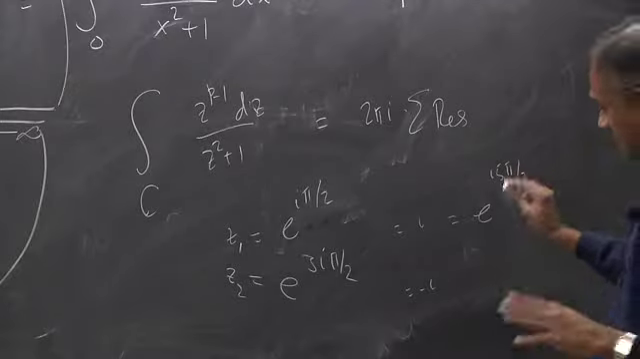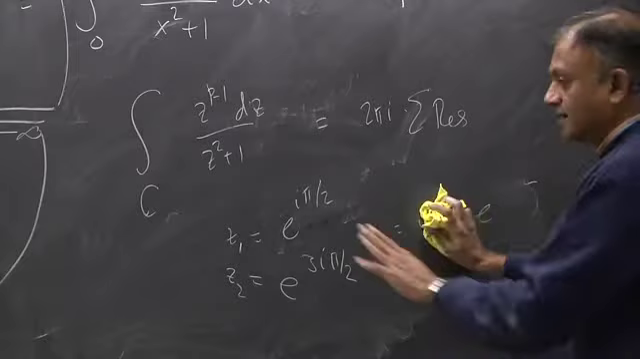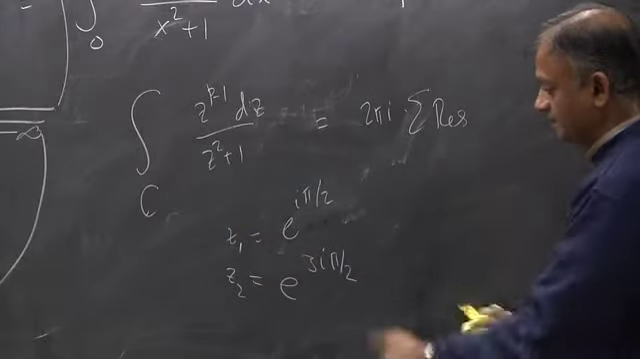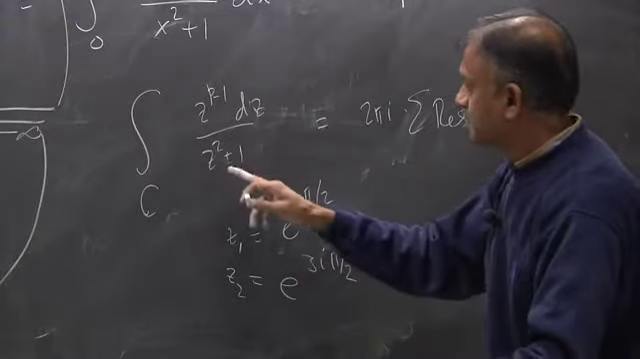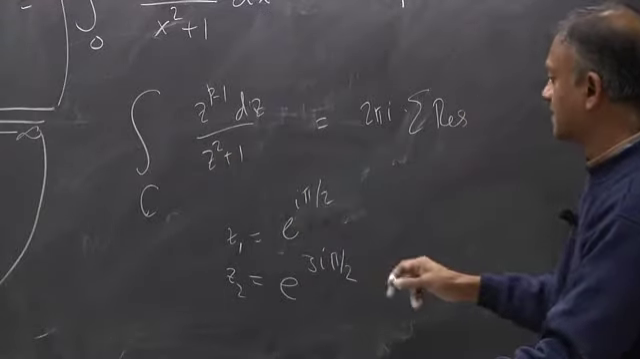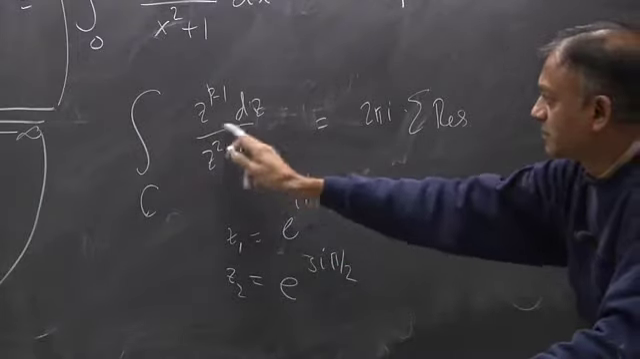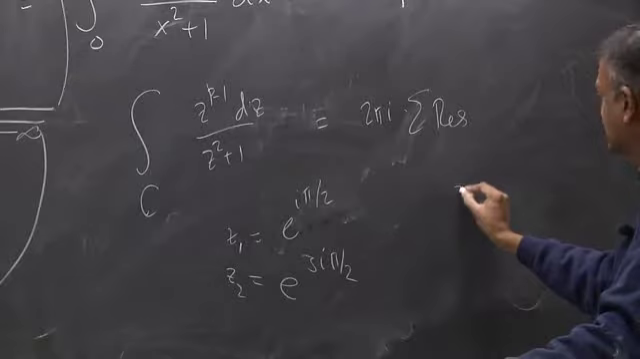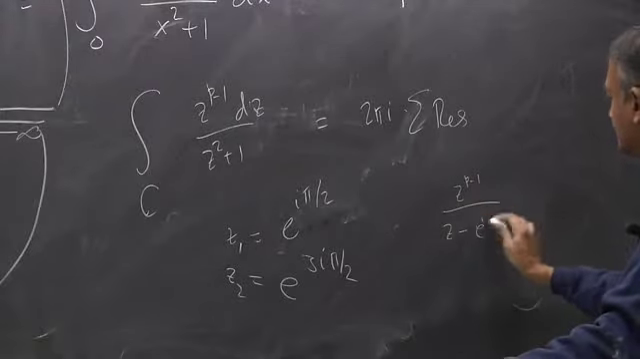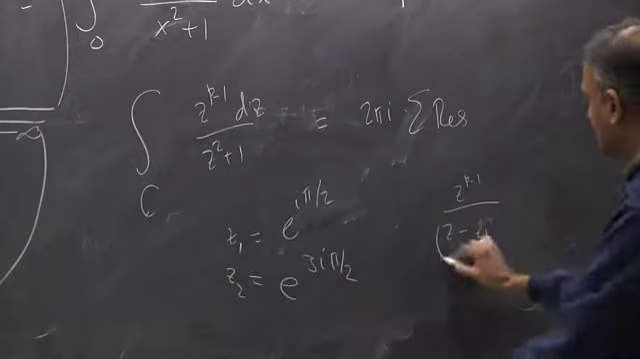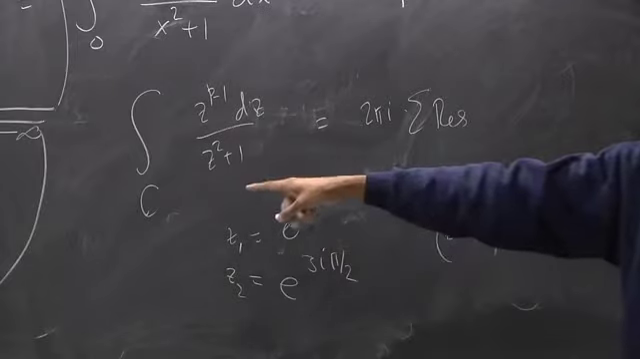So in our sheet, these are the two positions of the poles, and there are some residues you can calculate. These are simple poles. After all, I can write this as z to the p minus 1 divided by z minus z1 times z minus z2. These are the positions of the poles.